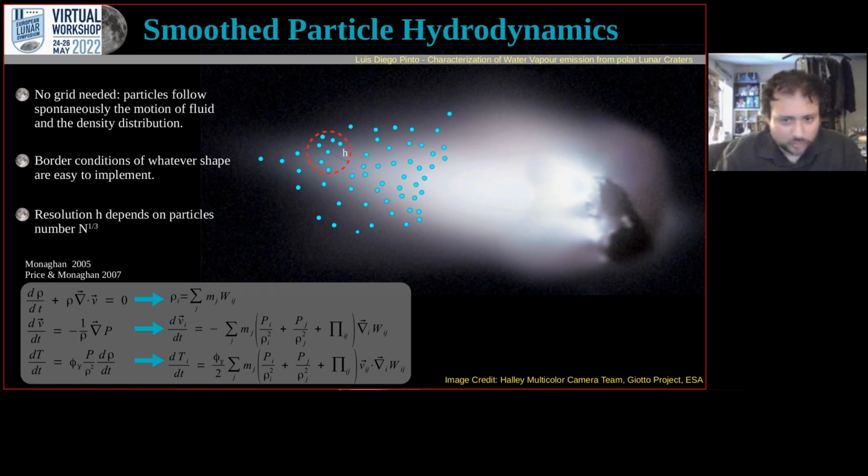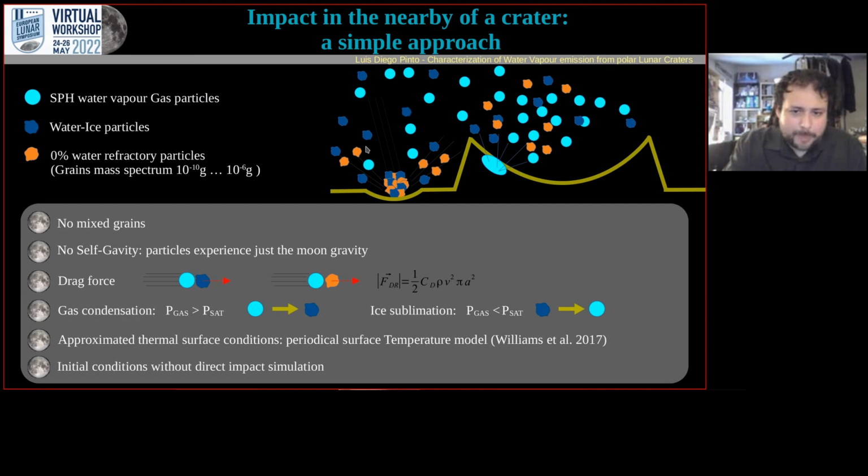The particles are free-moving particles, and so are well suited to sample whatever shape of gas, and also whatever shape of boundary conditions. In this case, the boundary condition used by our simulation is given only by the rim of the crater. So basically, today I'm going to show you a simple approach we use to simulate this phenomenon.